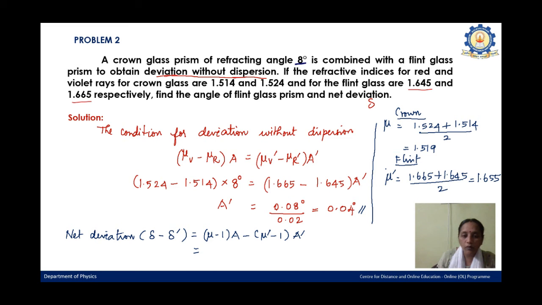So we have all the details in this expression. Let us substitute one by one. 1.519 substituting for mu, minus 1, into A which is 8 degree, minus mu prime, which is 1.655 minus 1, and A prime is observed to be 0.04 degree. After subtracting the values and multiplying with the angle of the prism, the final answer I have got is 1.53 degree. This is called the net deviation.